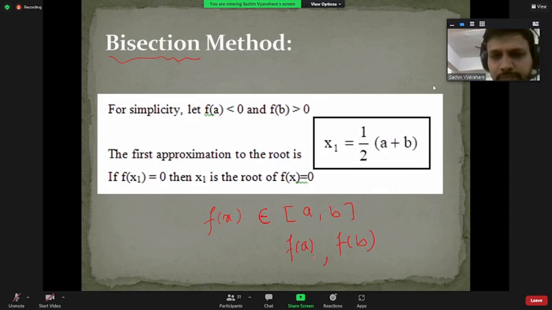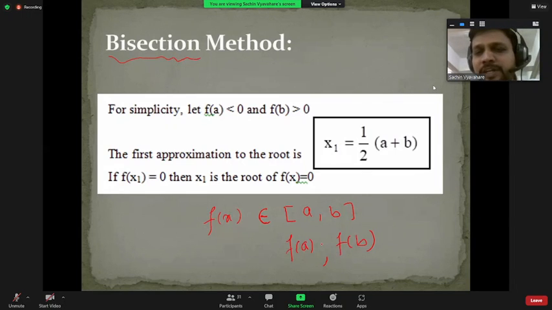So our first restriction to apply this numerical method is that f(a) and f(b) should have opposite signs. If f(a) is positive, f(b) should be negative, and if f(a) is negative, f(b) should be positive.